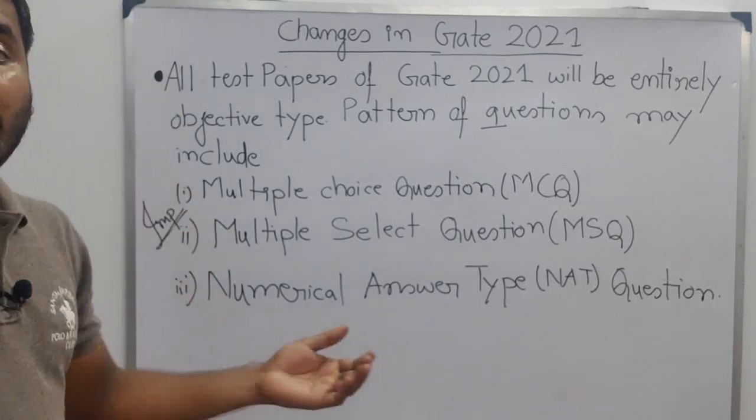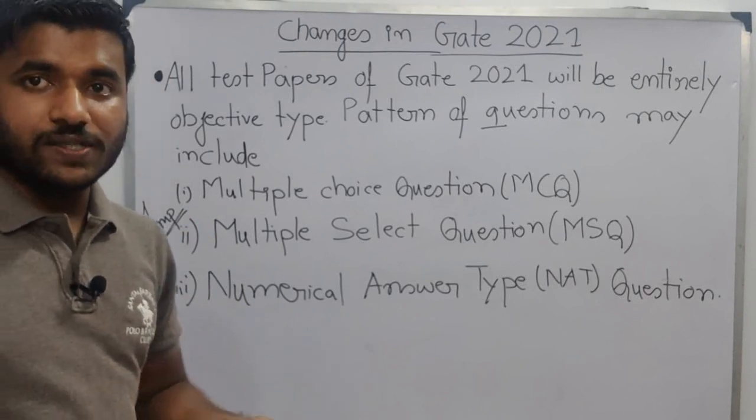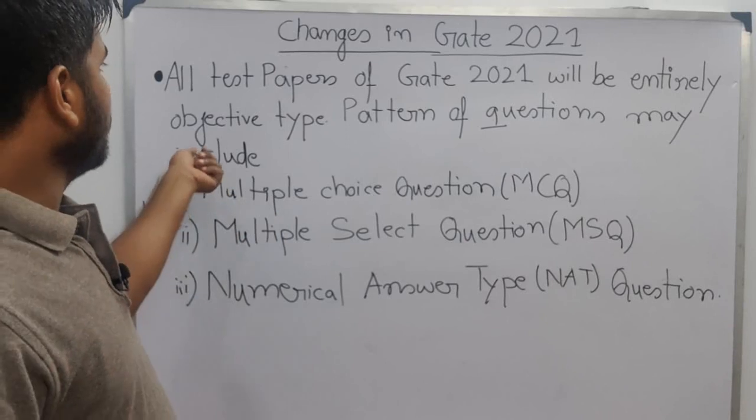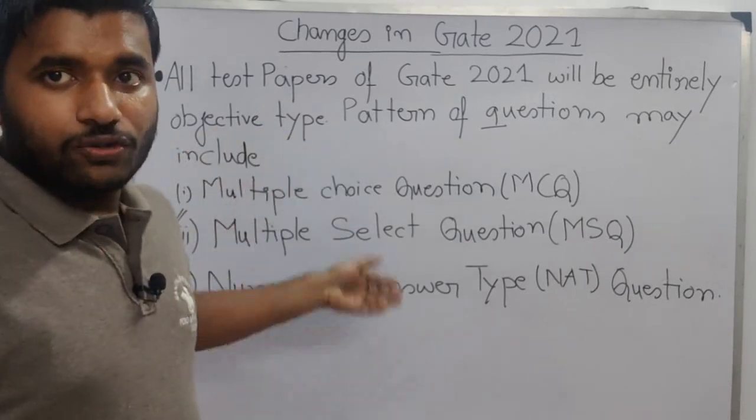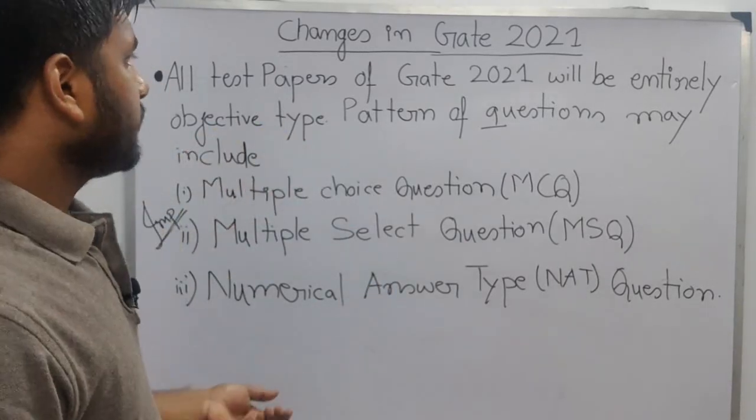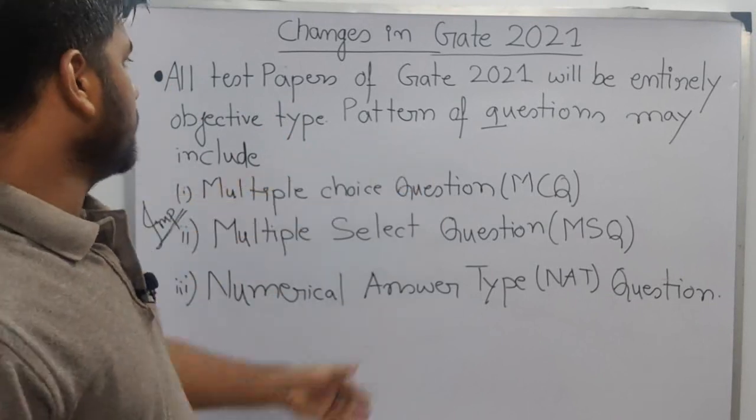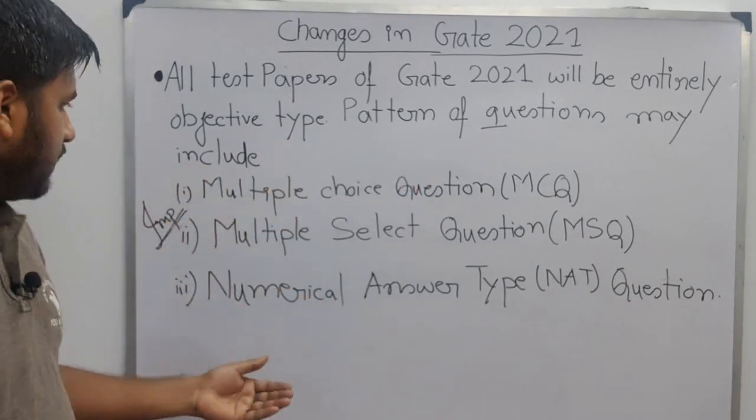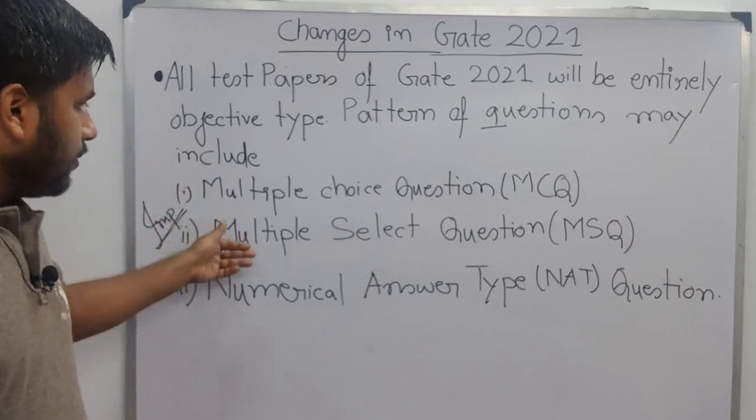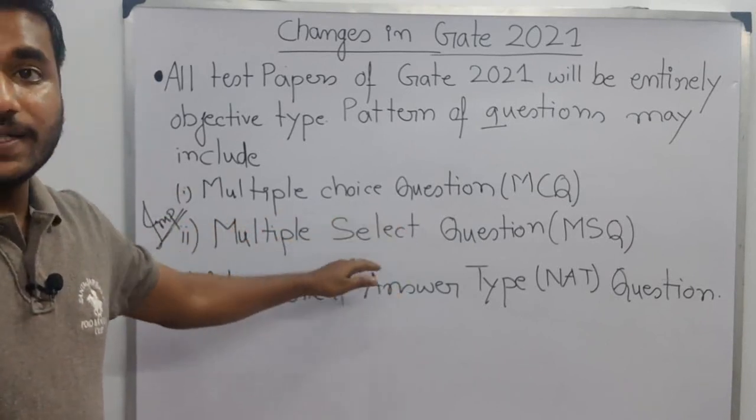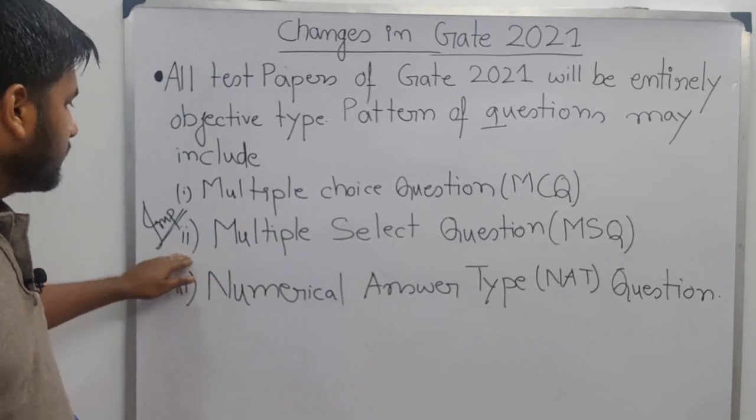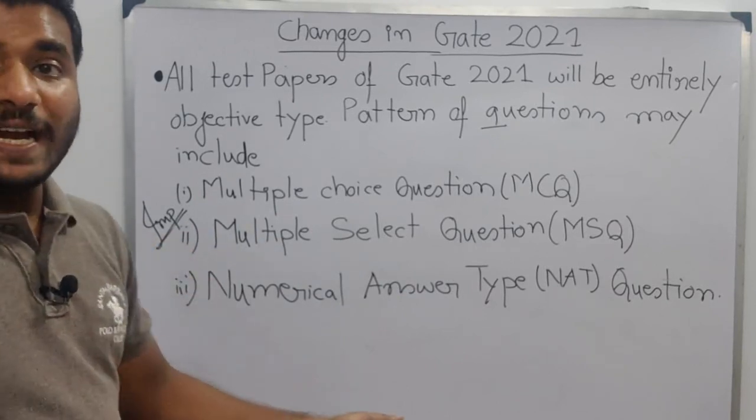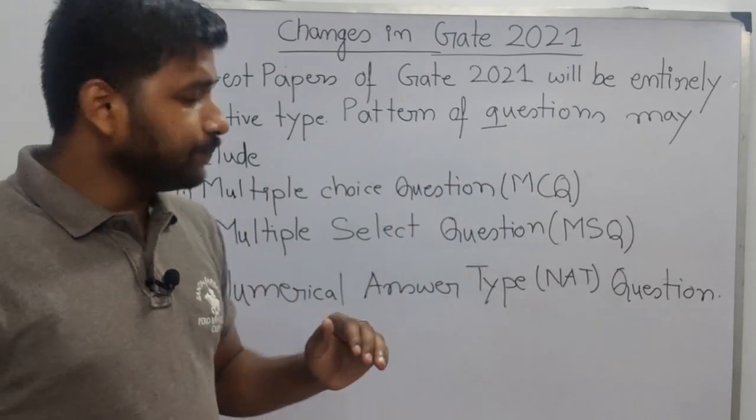Now see the test paper pattern, how the types of questions will be. It is going to be entirely objective type. The pattern of the questions includes the MCQ question, which is similar to the previous year. Here the multiple select question is newly added, because last year and before that it was not there. It was there in the 1990s.